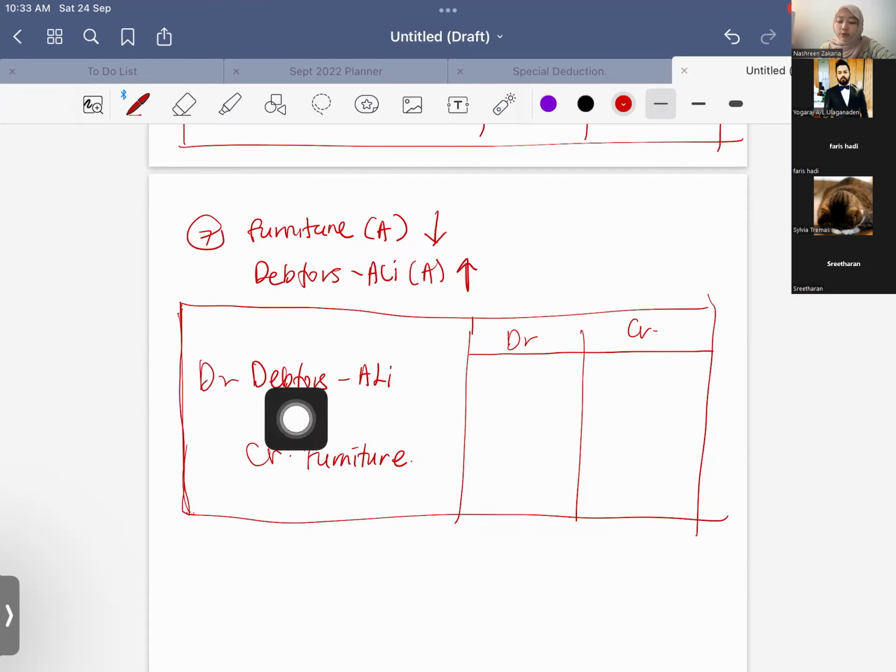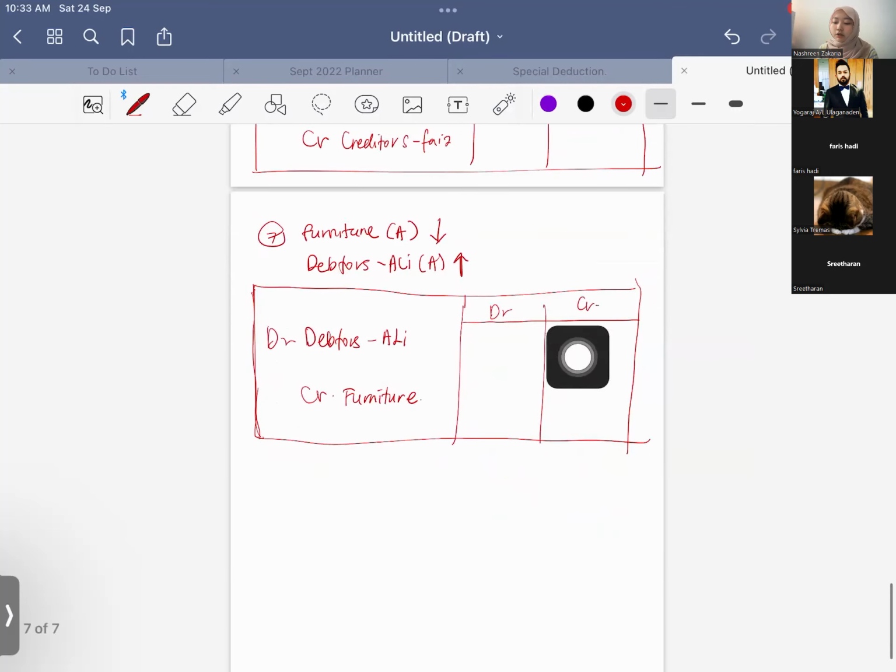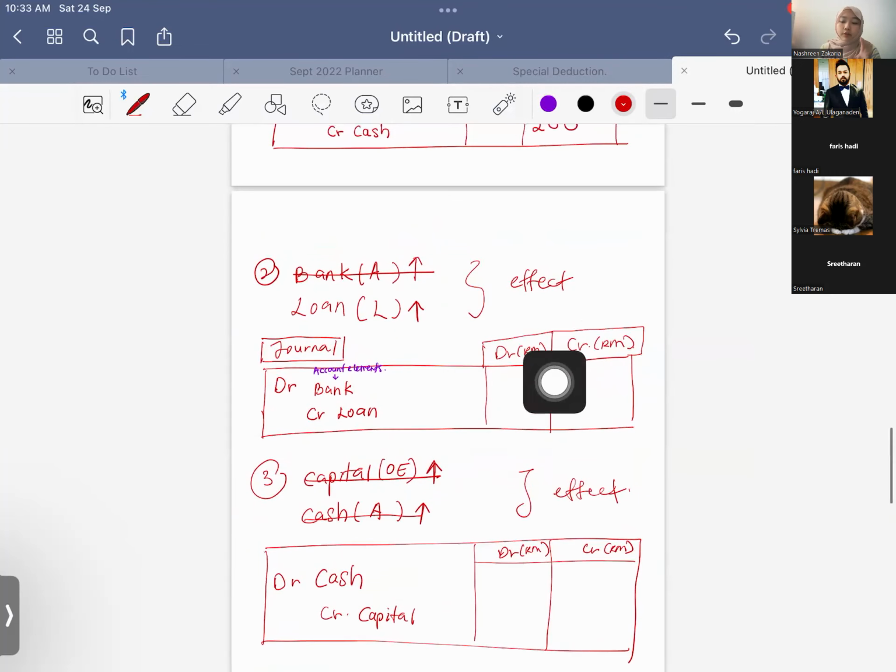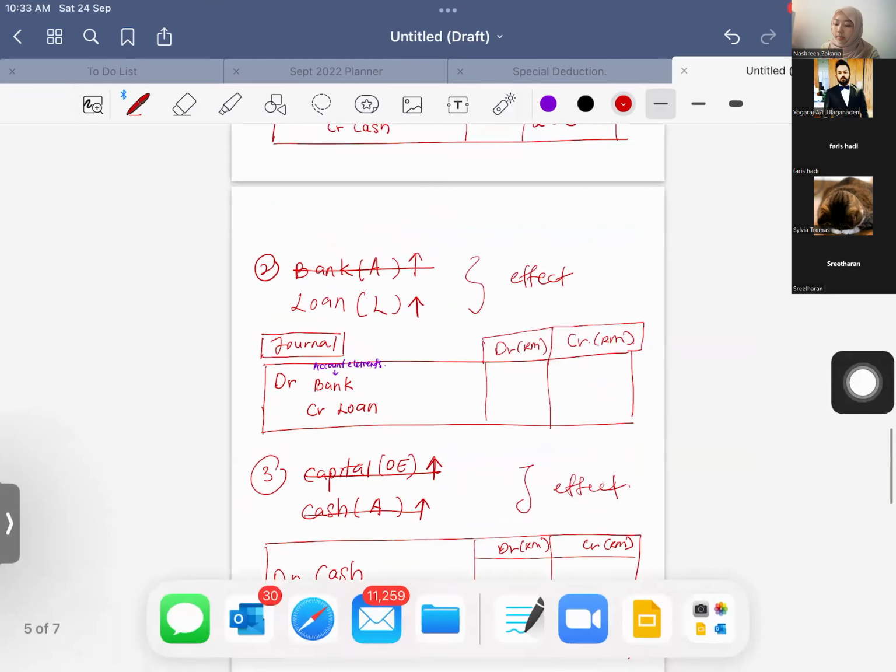Now you will be able to prepare double entry and recognize which one is debit and which one is credit. Before you recognize that, you need to know the effect. The effect covers a lot of types of transaction. So you need to know the keywords, the accounts, the element, and the effect. You need to do a lot of practice. Later, the practice example questions are also in this.